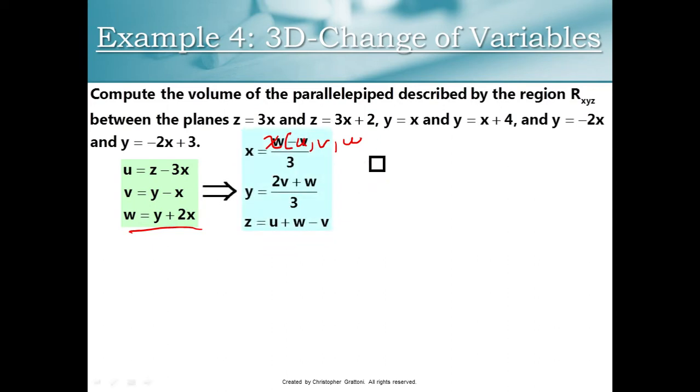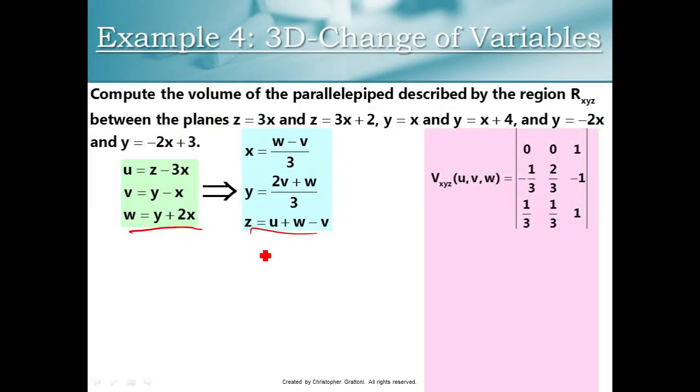I'm not going to show you guys how to do that because you're experts with that sort of stuff by now. You do need to know how to do that by hand, though, on the quiz and the midterm. So x equals (w minus v) over 3, y equals (2v plus w) over 3, z equals u plus w minus v. You can make Mathematica do this pretty easily as well.